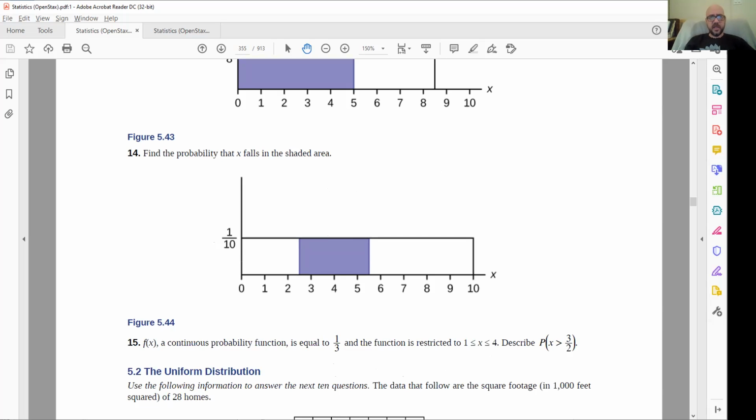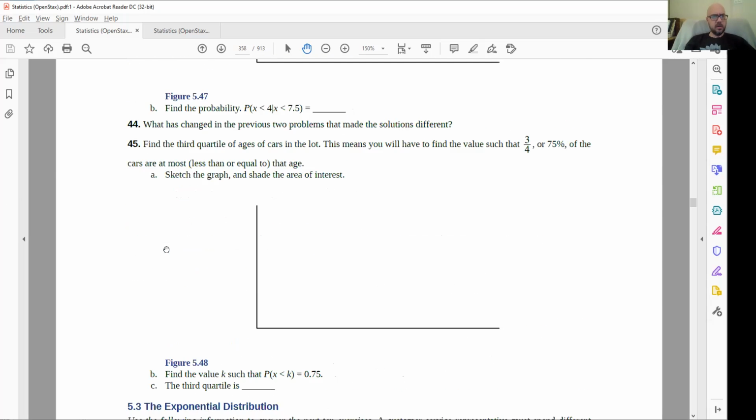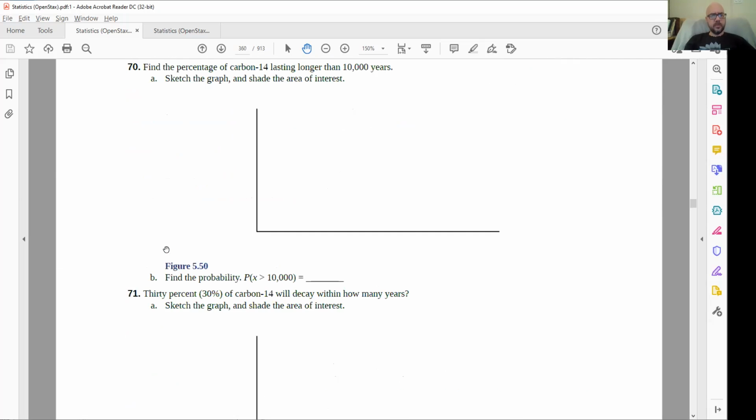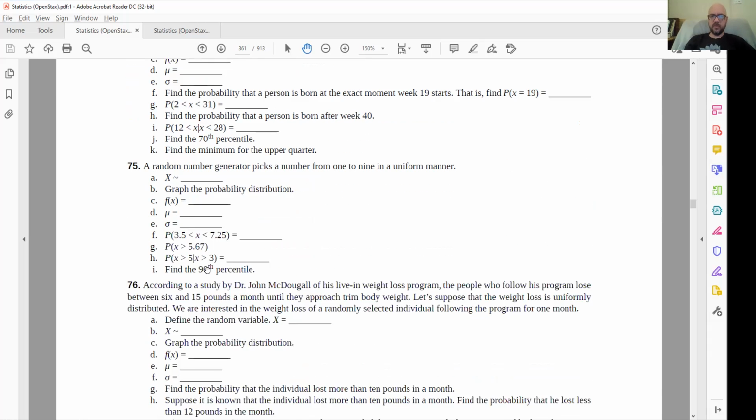All right, let's get to the interesting ones. They start at number 75. Okay, so number 75, let's go look at that guy. Okay, random number generator picks a number from 1 to 9 in a uniform manner.